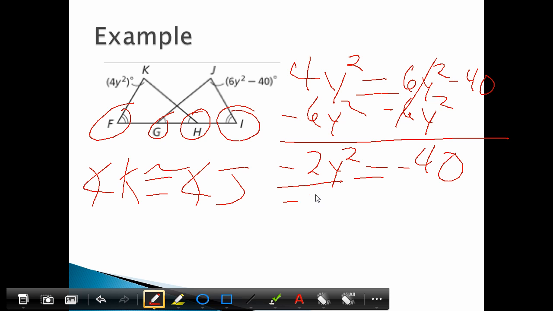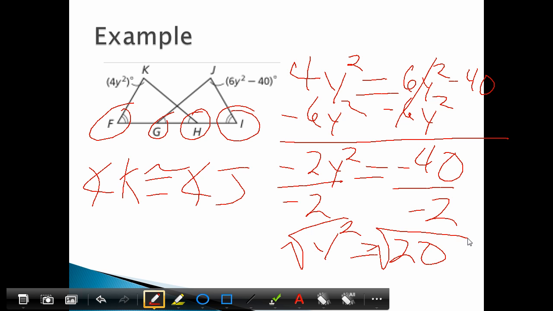Divide by negative 2. Remember, I'm treating it just like it was a y. Doing the same thing I do elsewise. Get y squared equals 20. Last step, I got to get rid of that squared. I'm going to square root. That's the opposite of squaring, is square rooting. So the square root of y squared is y, and the square root of 20 is something between 4 and 5. I'm just going to leave it square root of 20 because it's a nasty long decimal.